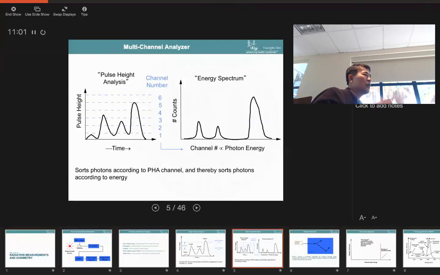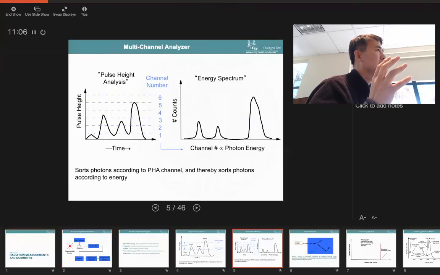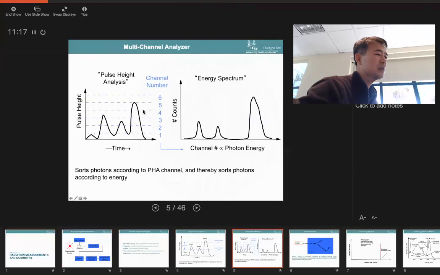Okay. Now think about it this way. We are making a histogram. Frequency is very important. How many pulses in channel 1? How many pulses in channel 2? How many pulses in channel 3, 4, 5? If you have a lot of channels, you can convert this type of analyzer data to an energy spectrum. So use this multi-channel analyzer to collect the data, and then you can histogram how many pulses are within each channel.